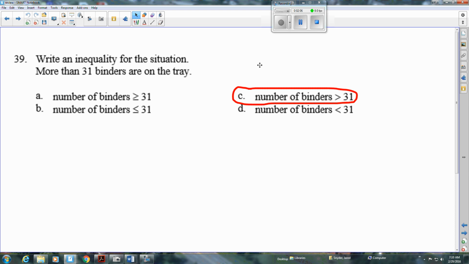Write an inequality for the situation. More than 31 binders are on the tray. Number of binders is greater than 31. Can't be equal to because it's more than 31.